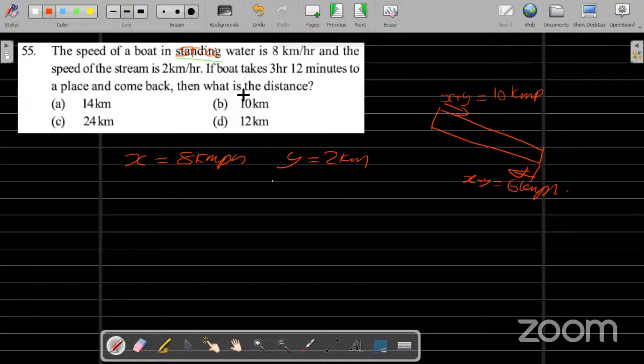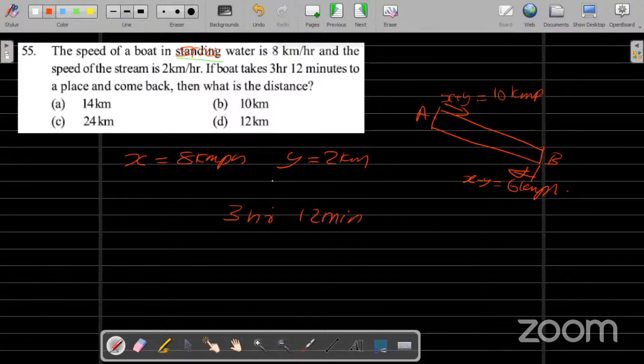The boat takes 3 hours 12 minutes to travel from a place to a place and come back. So let the places be A and B. From A it traveled to B and came back to A. Total time taken is 3 hours 12 minutes. First of all, we need to convert the 3 hours 12 minutes into a unified unit. We cannot solve the question with 2 different units for time, hours and minutes.